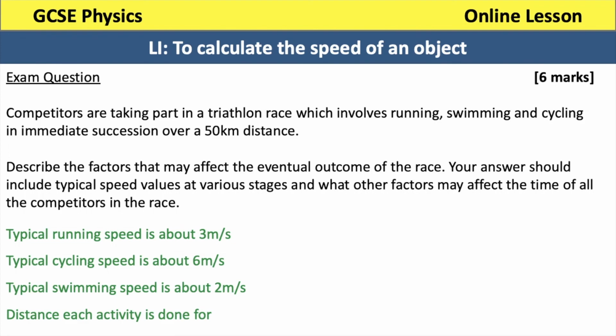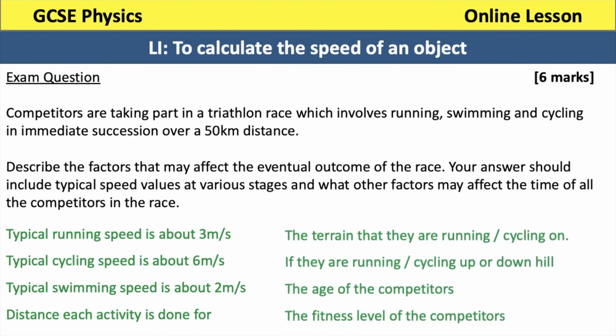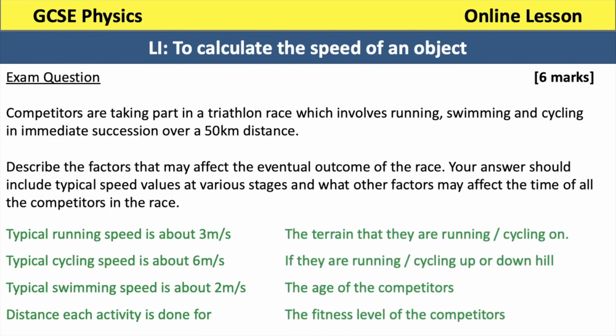Other factors that we've already discussed in this video that you should have looked to include in your answer would have been the terrain that they are running on or the terrain that they are cycling on, whether they are running up or downhill or cycling up or downhill, the age of the competitors involved and the fitness level of the competitors involved as well. Any 6 of those 8 points that I've put on the board there would have got you the 6 marks in the exam.